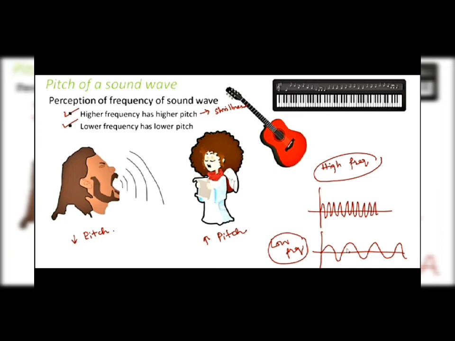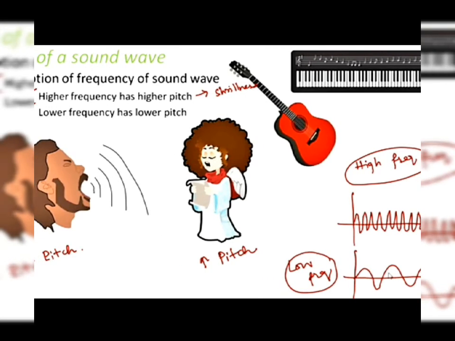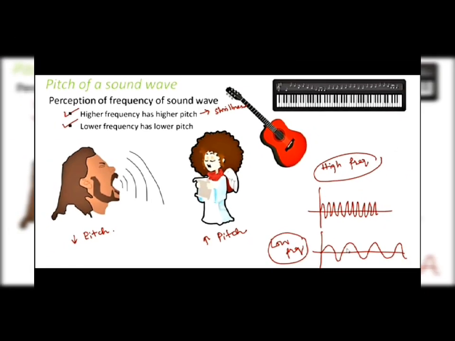So let me give you some examples. Let's look at the example of a guitar and a keyboard. Now the sound coming out from a guitar is very different from the sound of a keyboard. Similarly, if you take the voice of a female and a male, the female voice is more shrill, whereas the male voice is coarse, rough.